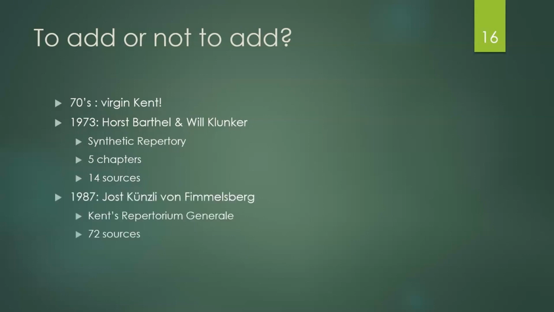And then another homeopath came in, Künzli from Switzerland, who did a similar thing. And he added information from 72 sources throughout all chapters in his Repertorium Generale. So in the 70s, it was changing. And so the basis of synthesis is Kent. So we basically digitalized Kent.